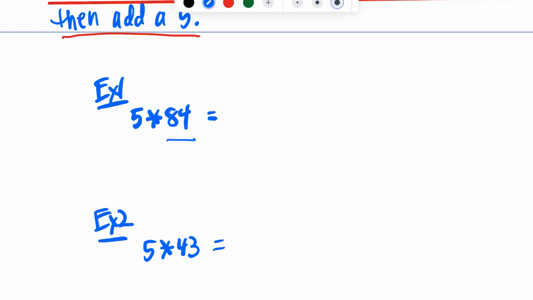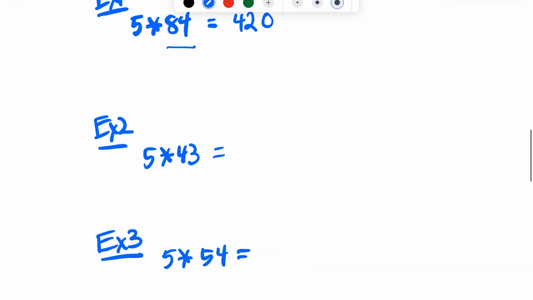Is that even or odd? Well, it's even. So what we're going to do is we're going to divide by 2, so it's 42, then add a 0. Okay? Next number. Is this number even or odd? It's even. So what we're going to do in our heads, we're going to go ahead and think, okay, let's divide that by 2 because we're subtracting 1. So that's 21 when I divide that by 2. And since it's odd, we're going to put a 5.